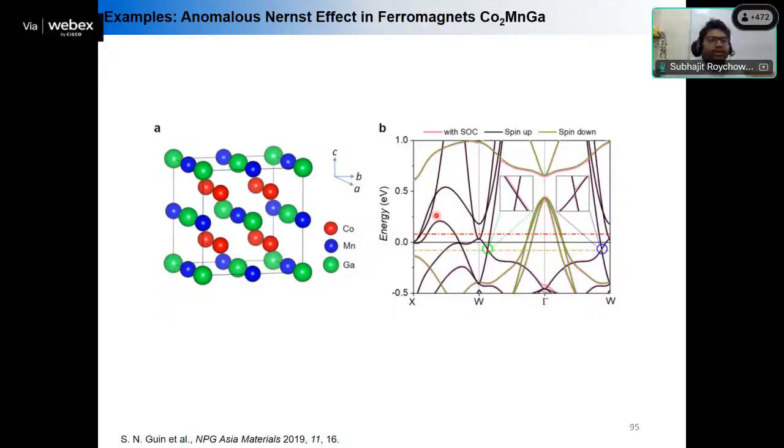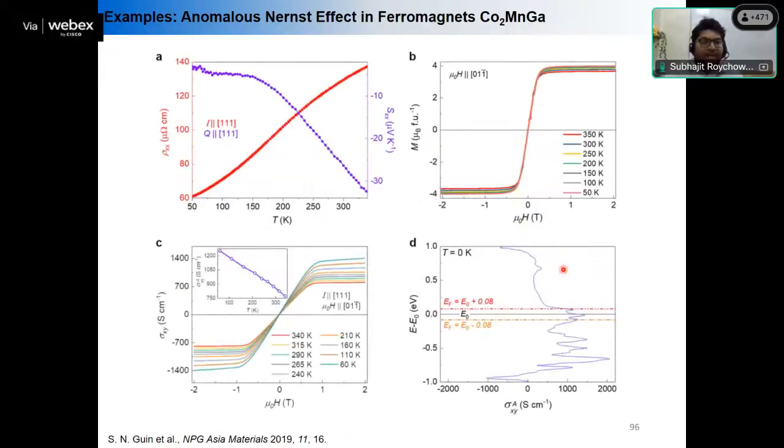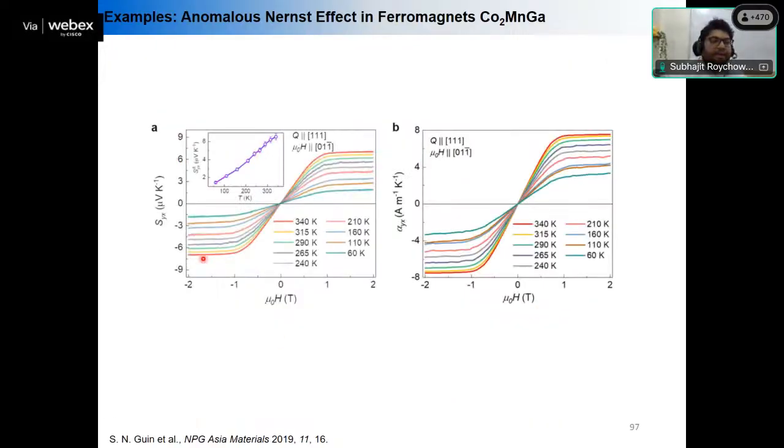Now there is another famous ferromagnet, that is Co2MnGa. This is also a Heusler compound. There are several crossings near the valence band or near the Fermi level, and they also realize very large anomalous Hall conductivity. From the theoretical calculation, it was observed that this mainly arises due to the Berry curvature near the Fermi level. Then they measured the Seebeck coefficient. The important part of this material is that it shows a large Nernst effect at room temperature. At room temperature, it is close to 7 microvolt per Kelvin.